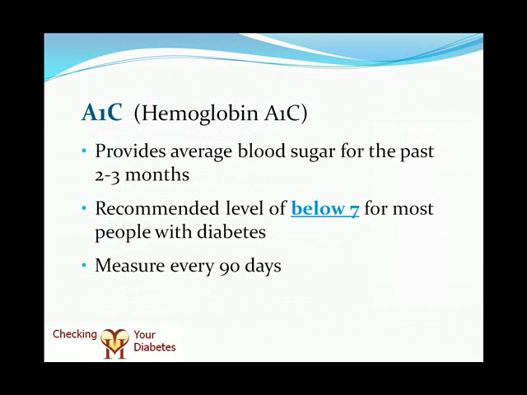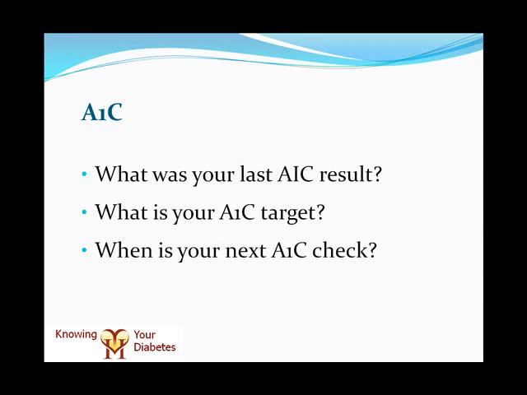A1C, or hemoglobin A1C, provides an average blood sugar for the past 2 to 3 months. The recommended level is for the A1C to be below 7 for most people, and you should measure this every 90 days. You should always know what your hemoglobin A1C last result was. You should know what your target is, and you should also know when your next A1C is due.